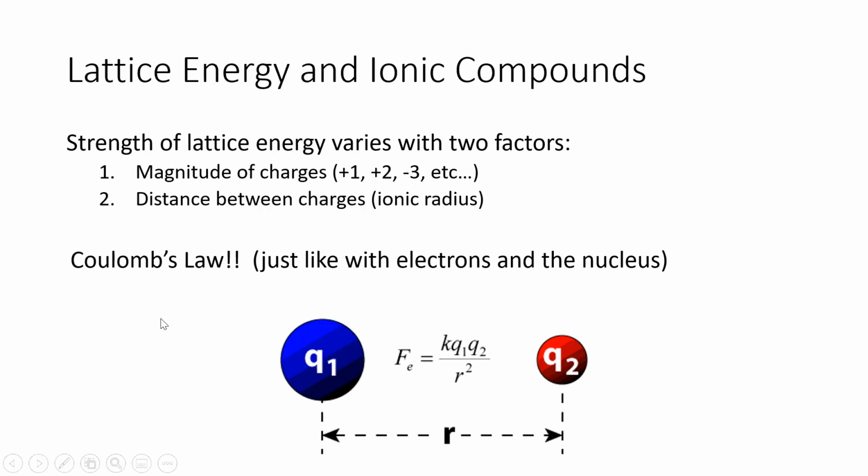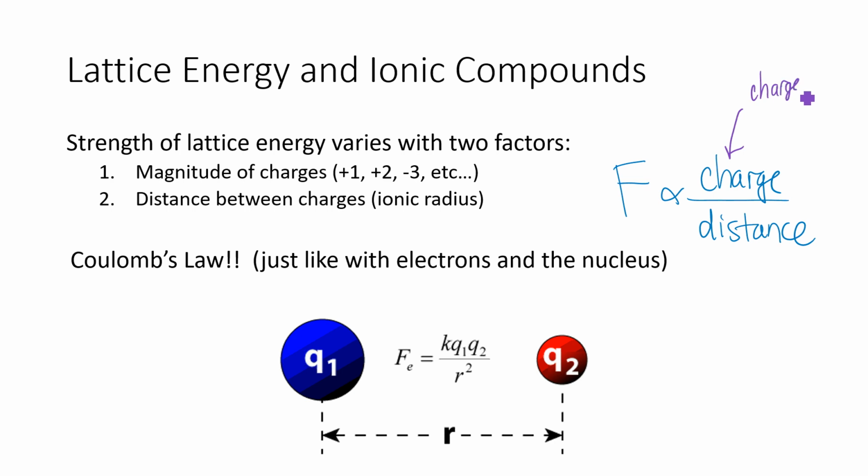And so we've already talked about Coulomb's law in the context of the structure of atoms and thinking about the attraction between an electron and the nucleus. When we're thinking about ionic compounds, we're going to use Coulomb's law to describe the attraction between the two ions. So in this context, the force is proportional to charge divided by distance. The charge is going to represent the charge of the ions involved. So they could be +1, +2, +3, -2. So charge of the ions. And then the distance is going to have to do with the radius of the ions.